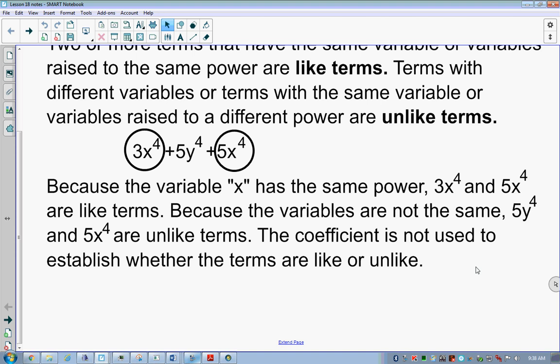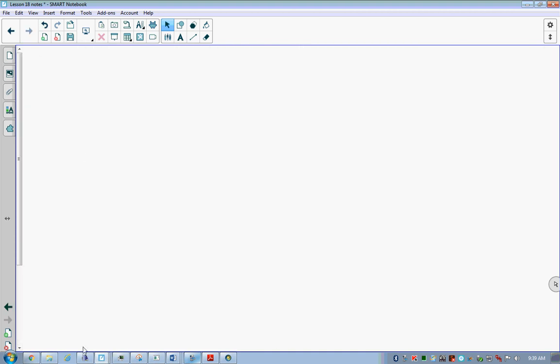Okay? The way I think about it is it's apples and oranges, right? I can add 2 apples plus 3 apples, and I can say that I have 5 apples. Okay? Or if I have baskets of things, but I can't add apples and oranges. Okay? All right, that's it for that.